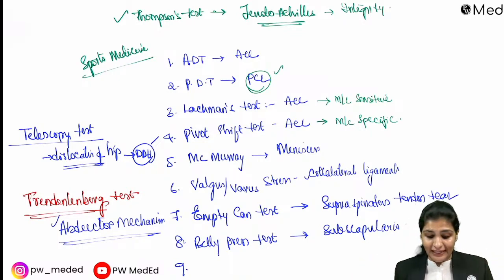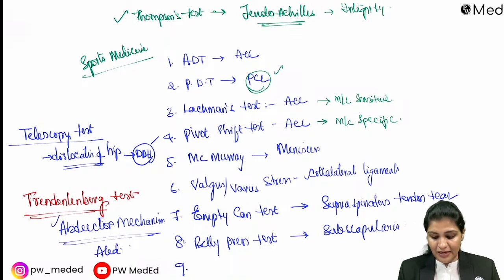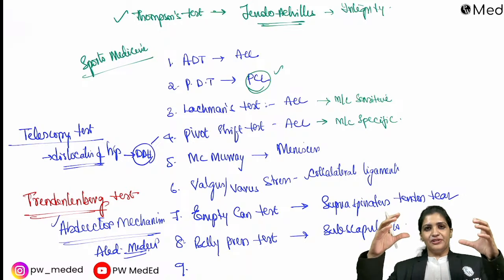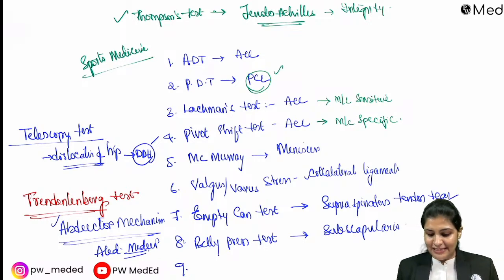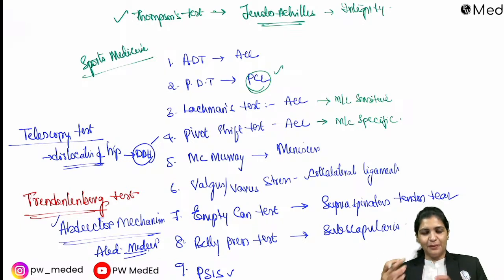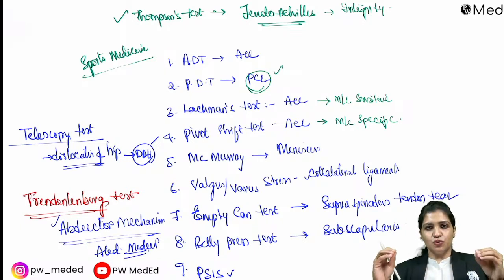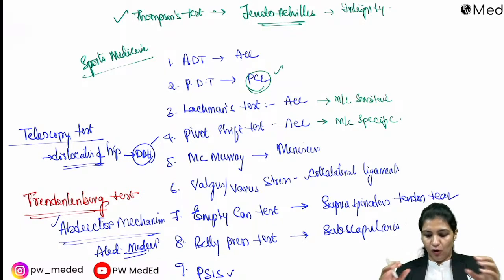The abductor medius mainly will be tested by the Trendelenburg test. Here, if the person stands on two limbs, the pelvis will be straight. This is assessed based upon your posterior superior iliac spine, PSIS, and if these two are at the same level, then it is normal.